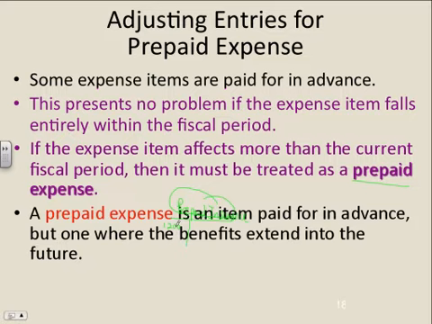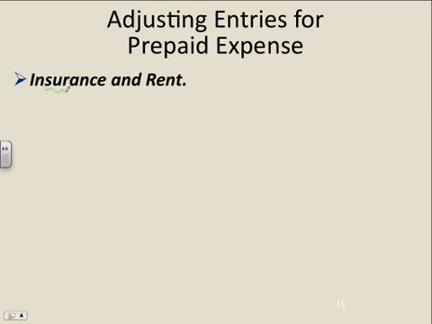So prepaid expense is an item paid for in advance, but where the benefits extend into the future. So this is your rent. You pay for it in advance sometimes, and you get your rent free for the entire year. And as I've already mentioned, insurance and rent are the most common ones that we're going to see.